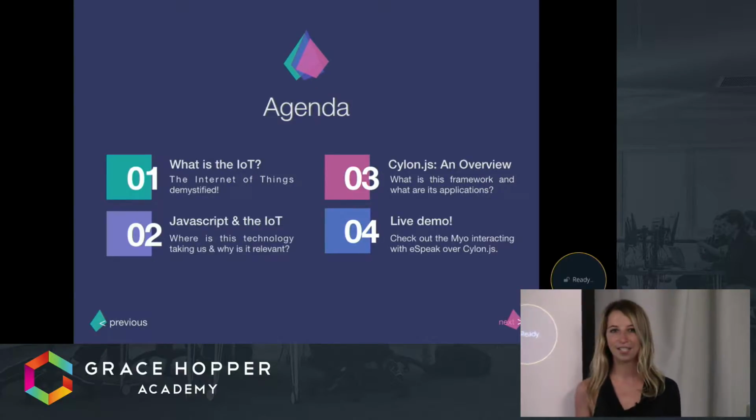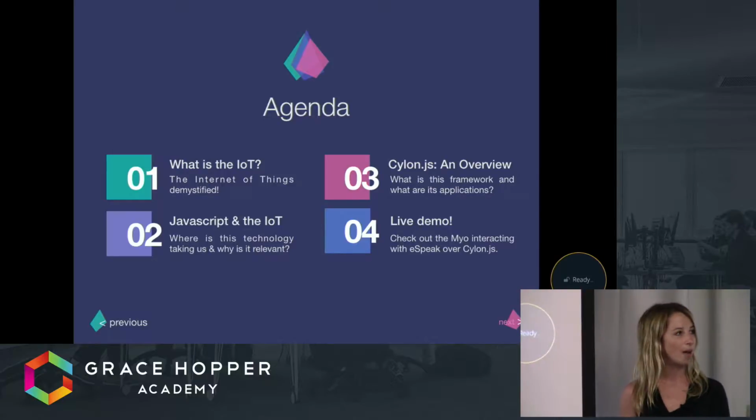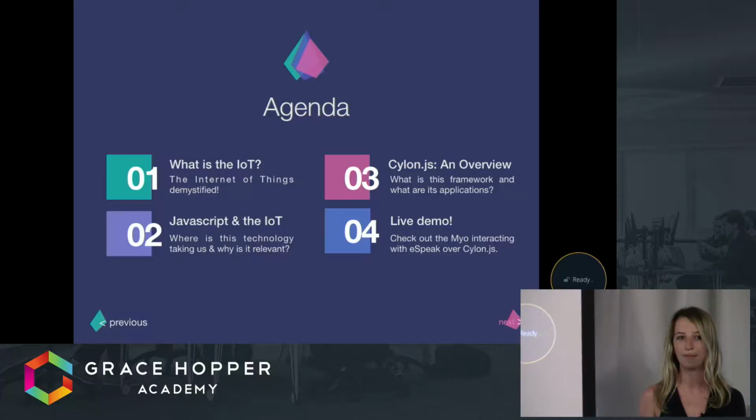Over the course of these next 10 minutes, we're going to learn a lot about what the Internet of Things is and how it is relevant to our lives. Next, we'll talk a little bit about JavaScript and why it's a great language for the Internet of Things and what you can make with it. Next, we'll dive into Cylon.js, which is a really great framework that makes developing applications for the Internet of Things simple and easy. Then we'll top it off with a live demo, and I'll show you just something quickly on how you can use the Myo wristband to create a robot.